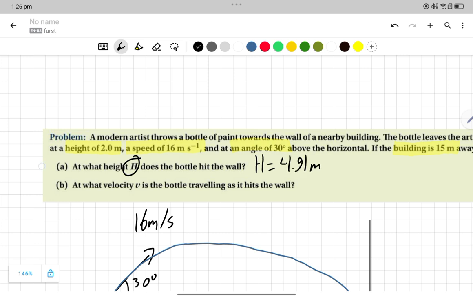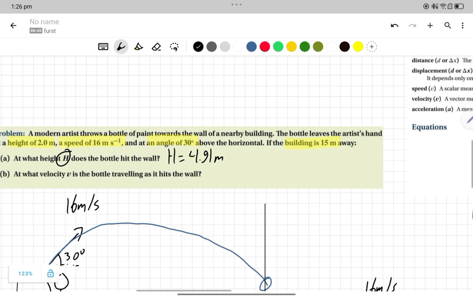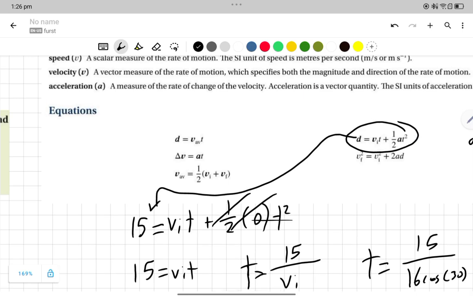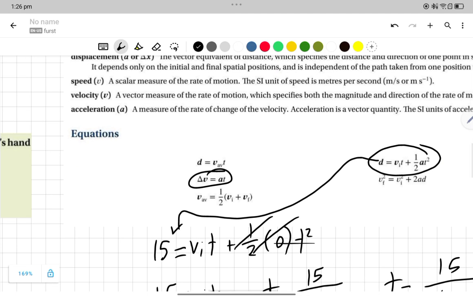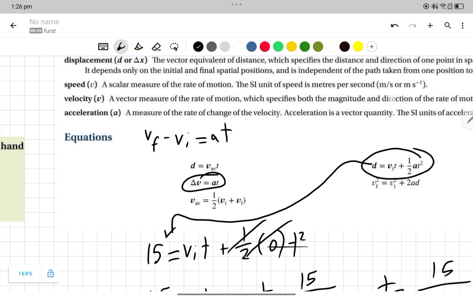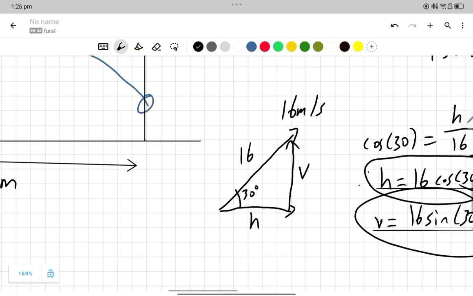Our velocity v is what the bottle is traveling at as it hits the wall. Okay, so we go back to our formulas. We're looking for the velocity it hits the wall at, the final velocity. I think this one works, right? Delta v equals at, so v final minus v initial equals acceleration times t.